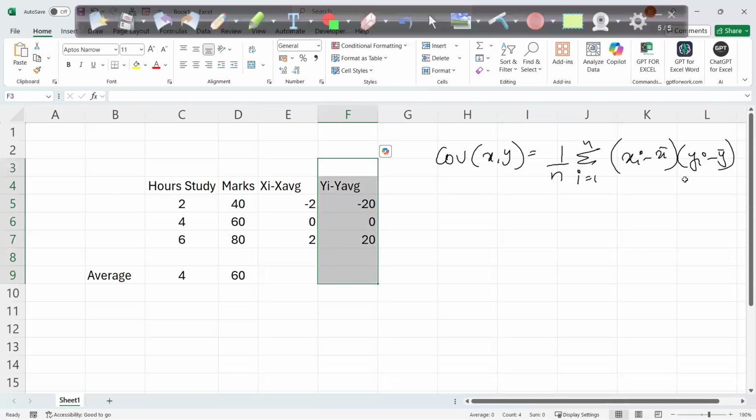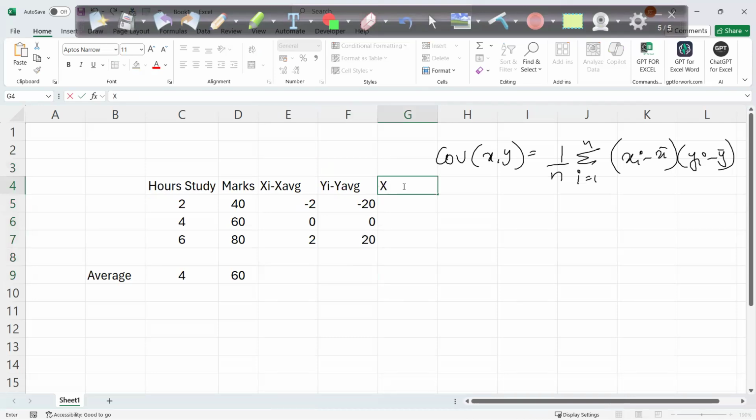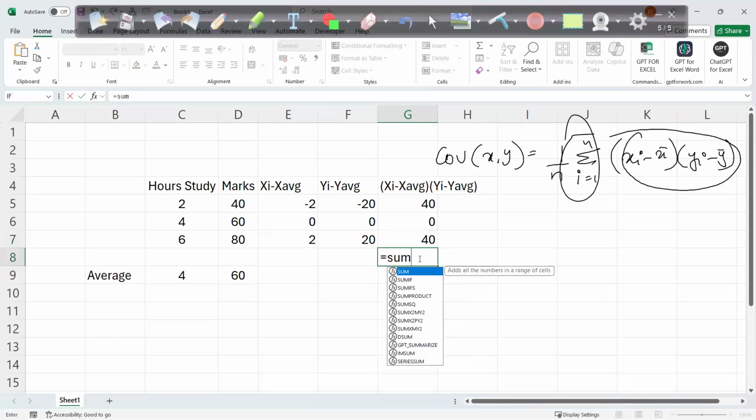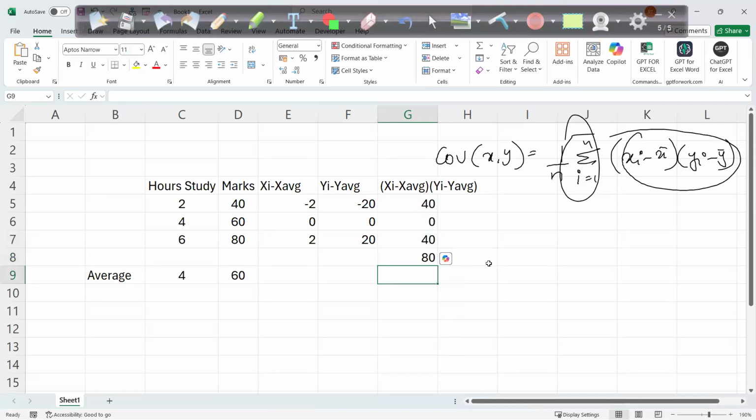Now I want to multiply, right? So xi minus x average multiply by yi minus y average, and the same way for each of the remaining records. So we are done with this part. Now we have to sum it up. Summation. So I'll be summing up the sum of all these 3 records. That is coming out to be 80.